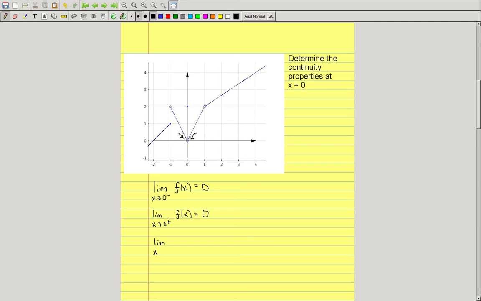Because our one-sided limits agree, we do get to say that the limit as x approaches 0 of f of x is equal to 0. But, as we can see from the picture of our graph, this value here shows that the function is defined to be something other than 0 when x equals 0. Because the function's value is 1, these two values do not agree. So again, we must conclude that our function is not continuous when x equals 0.